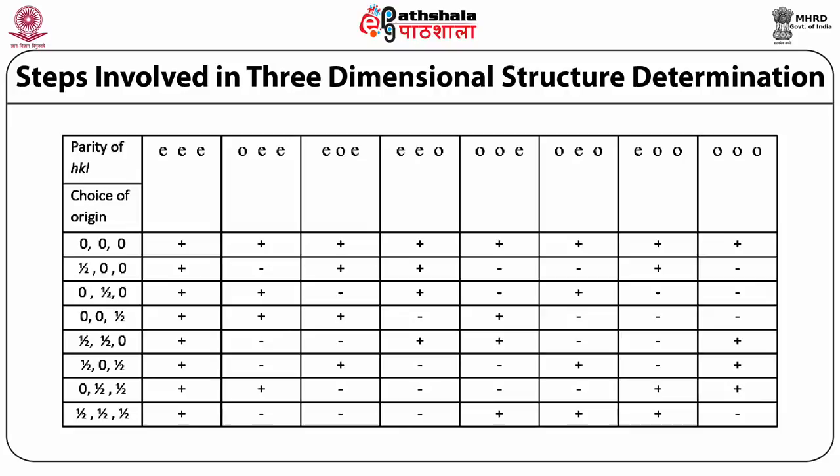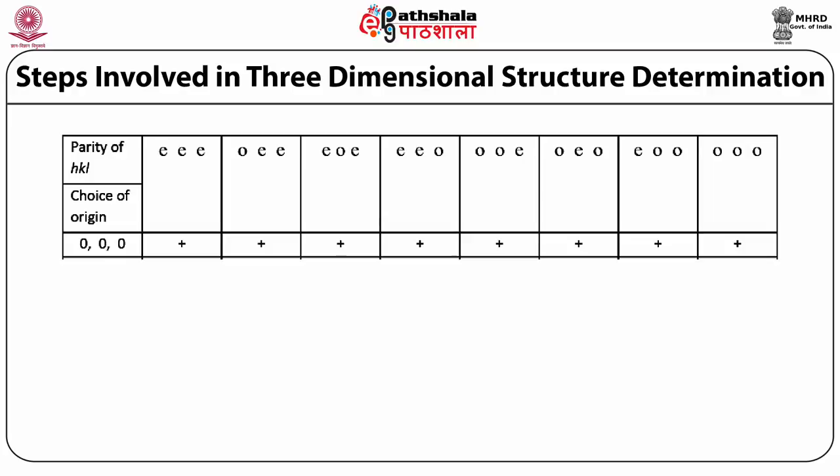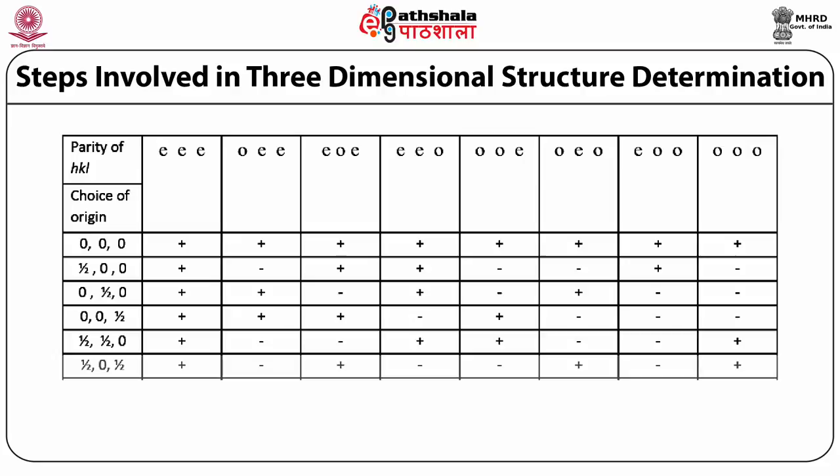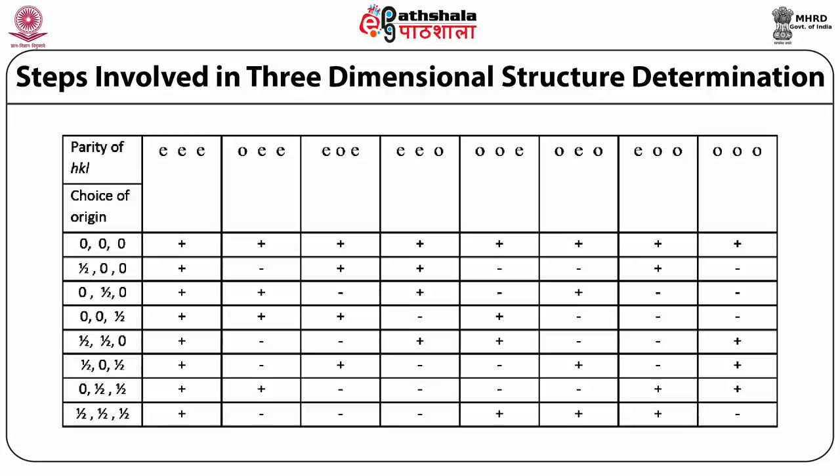Now you take one more reflection, even, odd, even, and assign the sign to be plus. Now, you see in how many origins all the 3 are plus: only in 2 cases, namely 0,0,0 and one other. So now you say the ambiguity has reduced to 2.